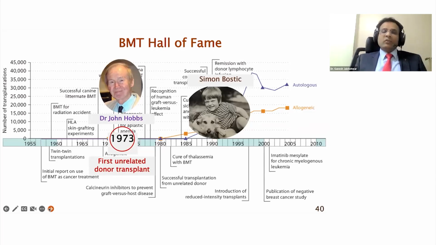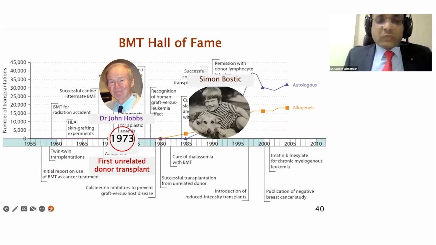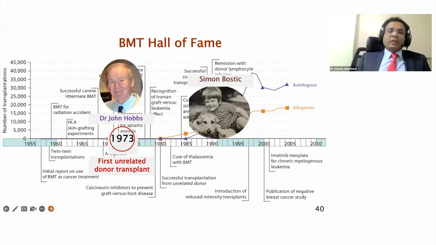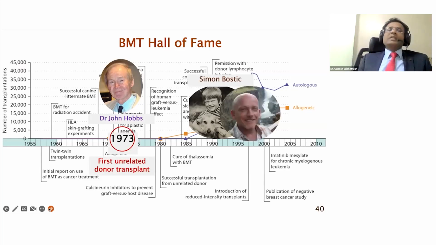One of the donors from the UK was found to be HLA matched with Simon Bostic, and Simon Bostic underwent the first unrelated donor transplant at Westminster Children's Hospital, UK, under the team led by Dr. John Hobbs. And this is Simon Bostic's recent picture, completely cured, and more than 55 years post-transplant, leading a normal life. So this was the first documented evidence of unrelated donor transplant in bone marrow transplant history.